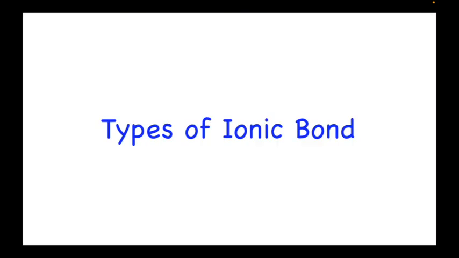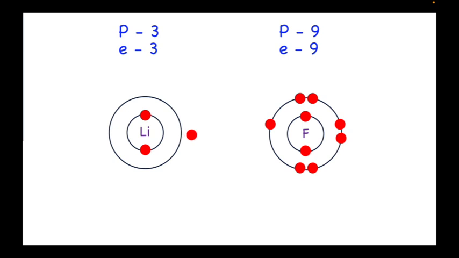Now let's look at a few examples where different types of ionic bonds are made depending on the number of electrons transferred. In the case of lithium, it has 3 protons and 3 electrons. To become stable, it must lose one electron. Fluorine has 9 protons and 9 electrons and needs one more to complete its outermost shell.